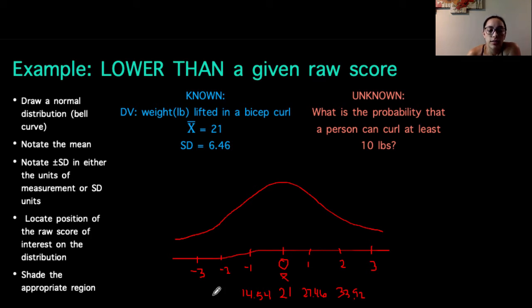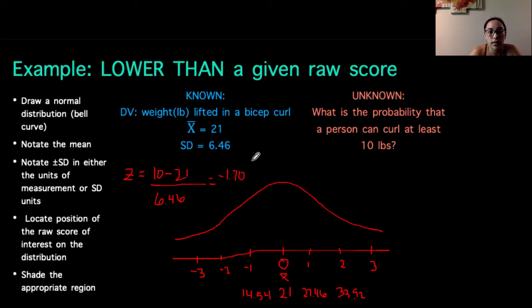So in the scope of our values here, we can either find where 10 would exist in our distribution, or we can also calculate the z-score. So remember, z is equal to x, which is 10, minus the mean, which is 21, divided by the standard deviation, which is 6.46. If we calculate this, we get a z-score of negative 1.70.